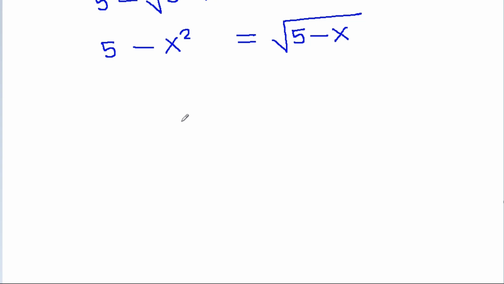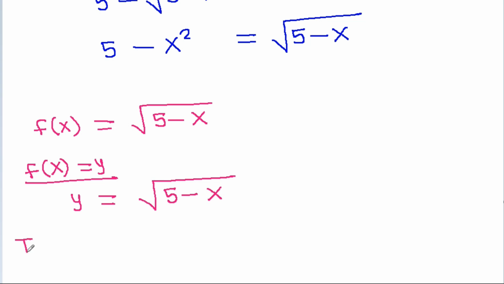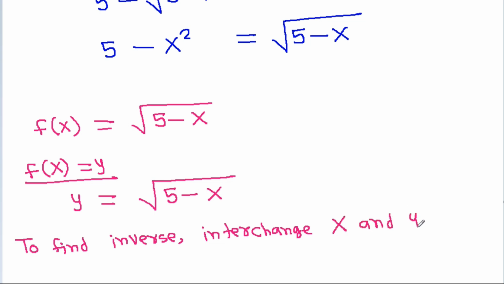and now suppose f of x is equal to the square root of 5 minus x, and if f of x is y, then y will be equal to the square root of 5 minus x, and now to find the inverse, we interchange x and y, and then find y in terms of x.